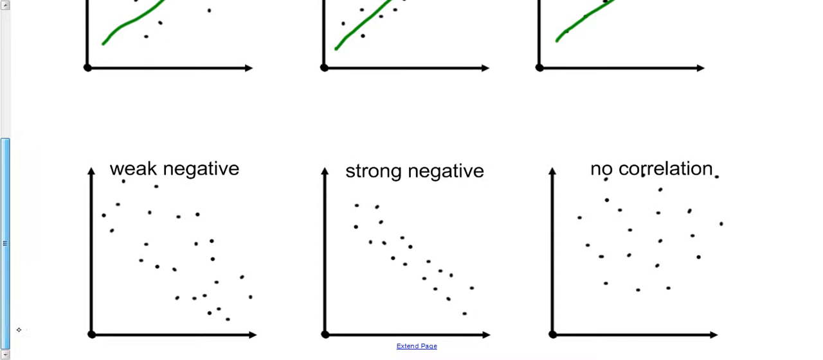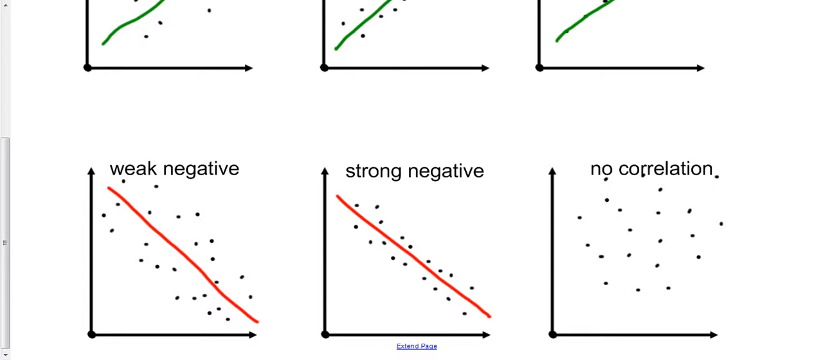Negative correlation would look like this. So as my x values are increasing along here, my y values are decreasing. So this would be an example of weak negative. You can see there's a lot of spread between my data points here. Whereas this would be strong negative because they're all clustered very close together. And these lines are the lines that seem to best model all of this data here.